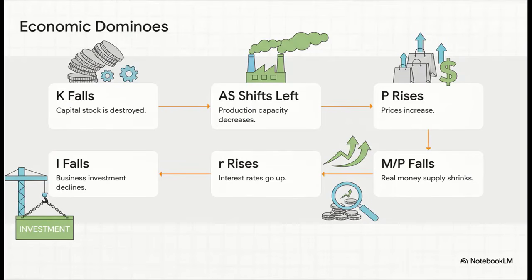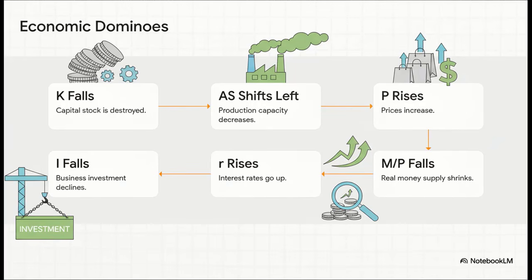This lays out the whole sequence perfectly. Let's just walk through these dominoes one by one. Okay, first domino, the earthquake hits, so capital, the K, falls, bam. Second domino, because we have less capital, our aggregate supply shifts left. We just can't produce as much. Domino 3, prices, P, go up.